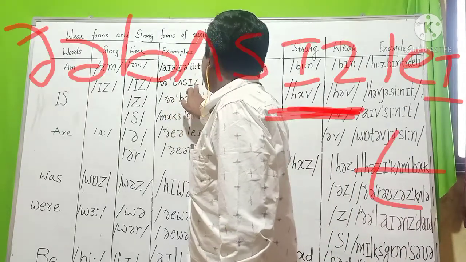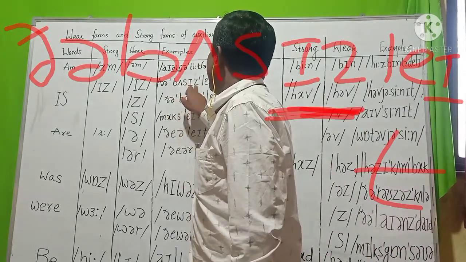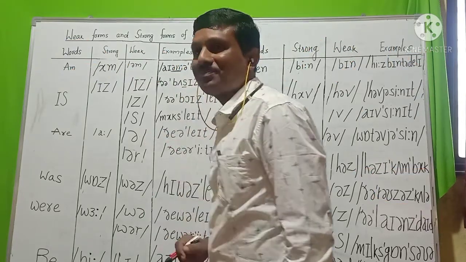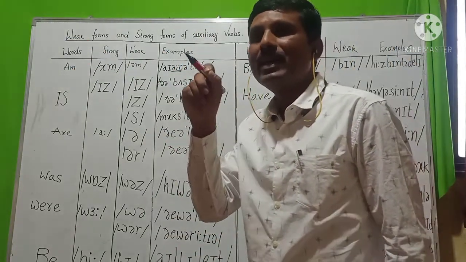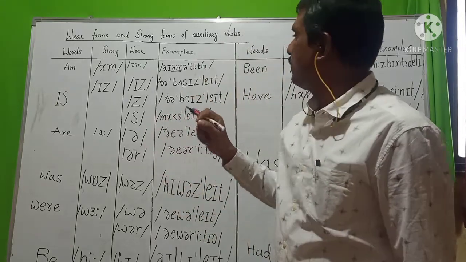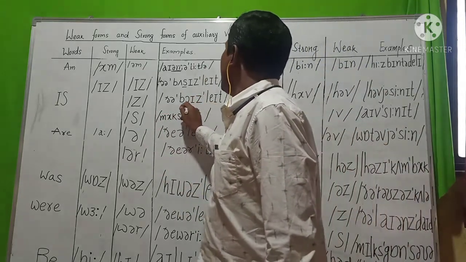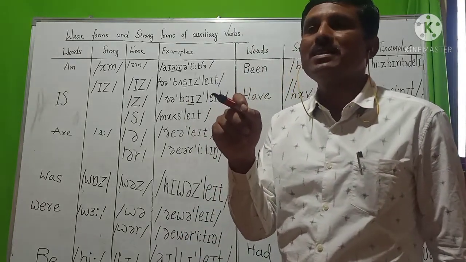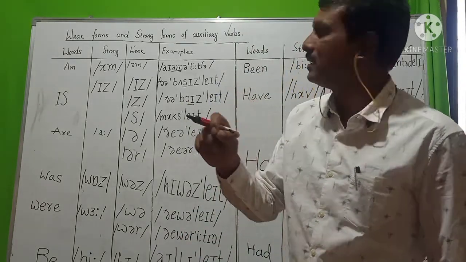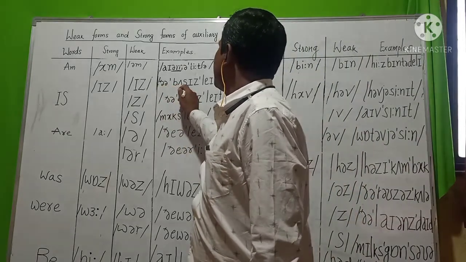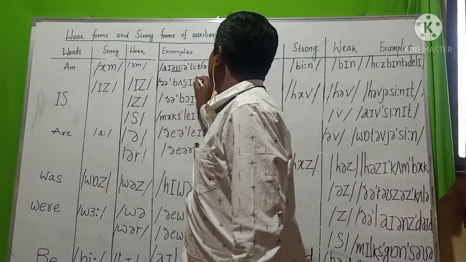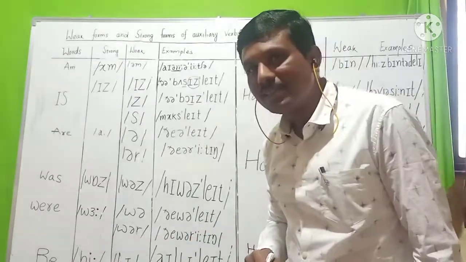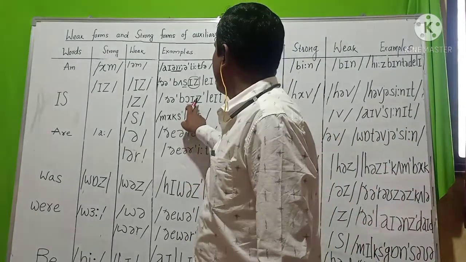If the is is used after a consonant sound, it is pronounced as is. And if it is used after a vowel sound, it is pronounced as z. You can see the example. The bus is late. Got it? The bus is late. And here after a vowel, it is z.